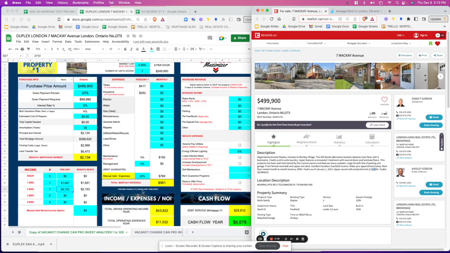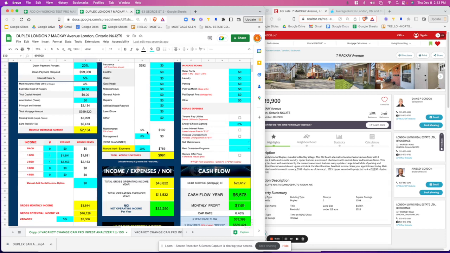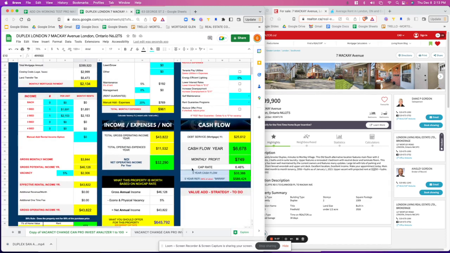So let's move on. Okay, so we put in 20% for expenses total. Again, these are the taxes and insurance based off of this number. So what we're going to do is leave that at 20% for now, and this is what you're looking at in terms of NOI and so forth.